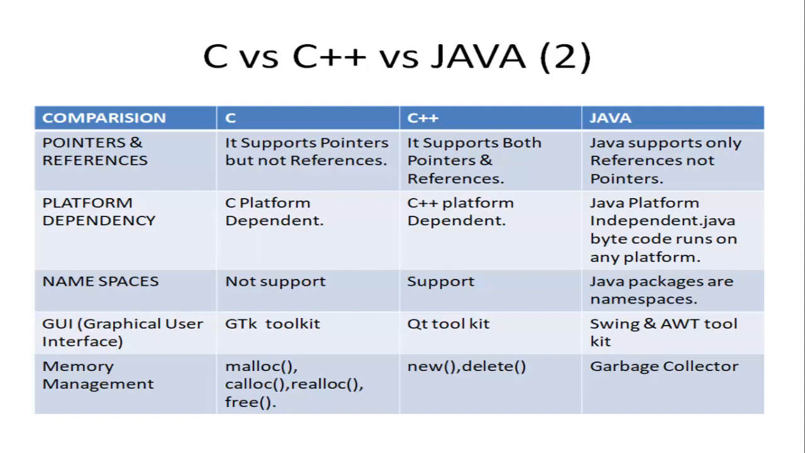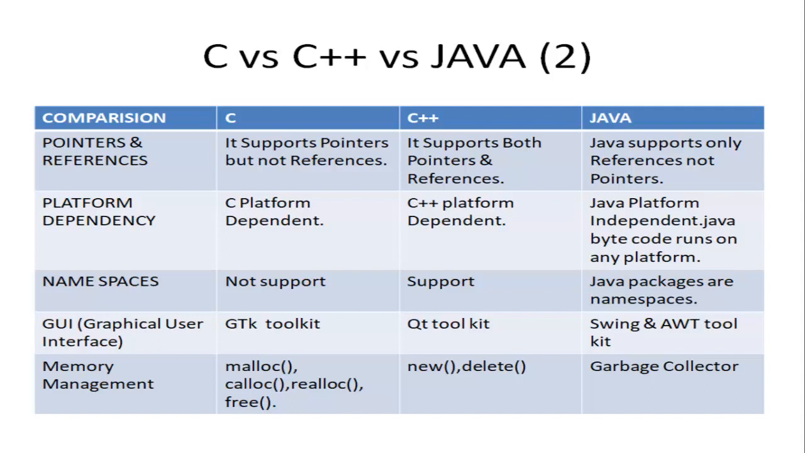Namespaces. Namespaces are used to avoid naming conflicts in classes. Class A in namespace A is different from class A in namespace B. C does not support namespaces. C++ supports namespaces. In Java, Java packages are namespaces. A Java package is a group of similar types of classes, interfaces and subpackages. Packages are used for preventing naming conflicts.